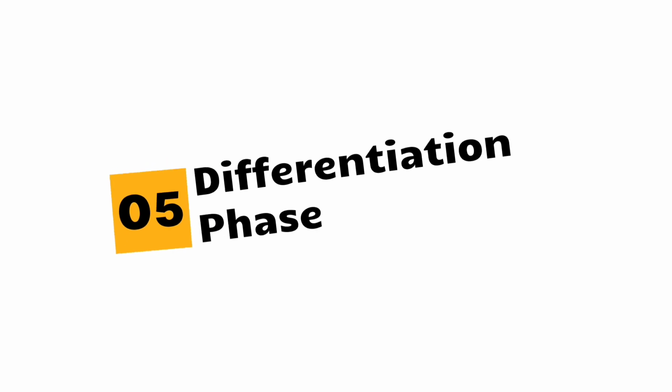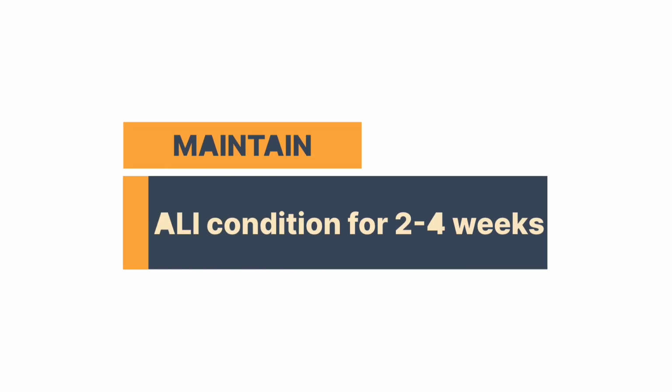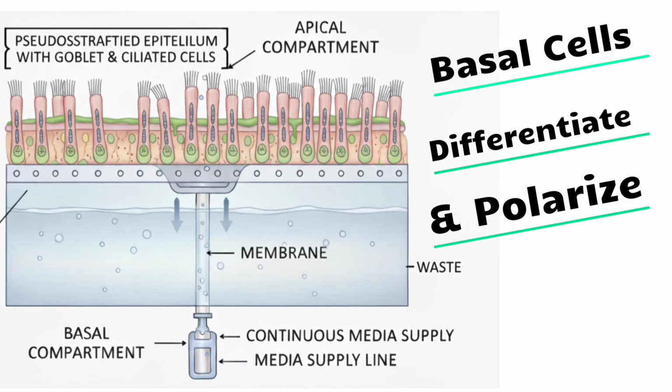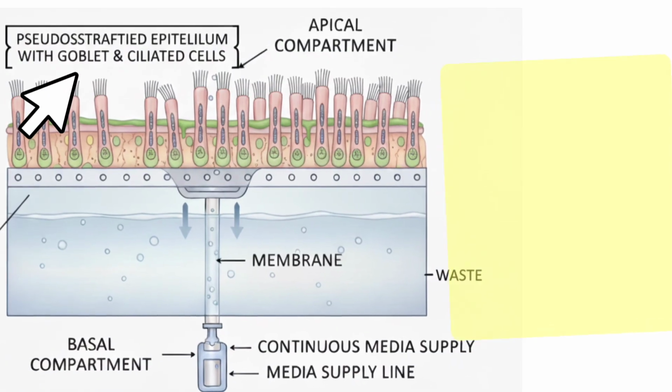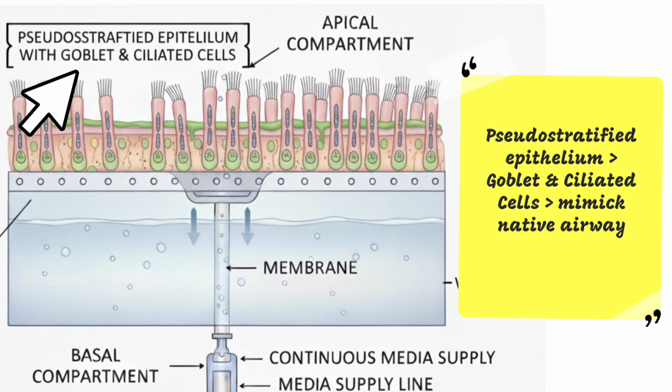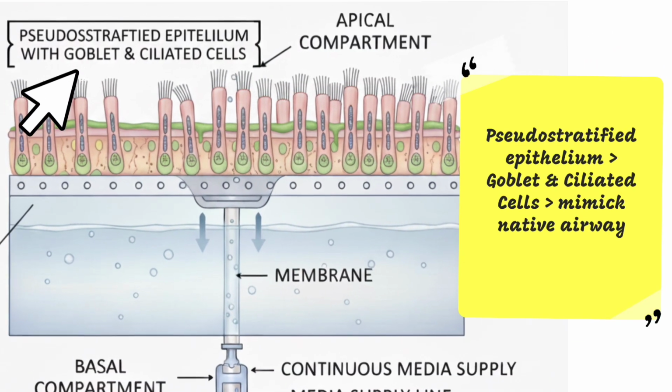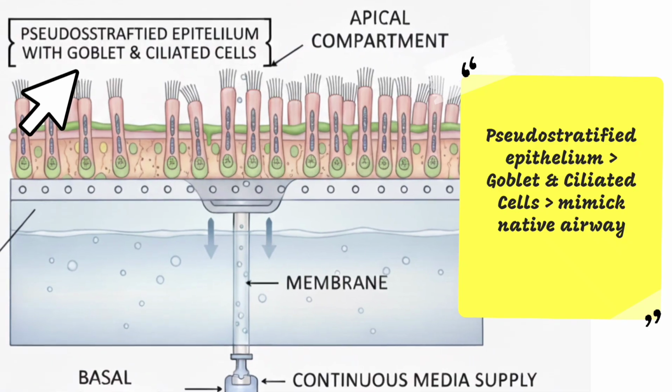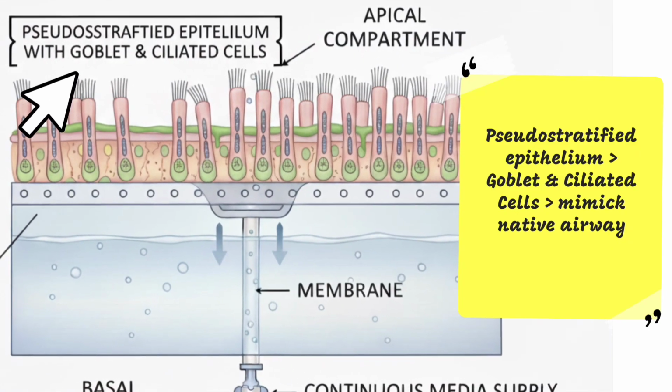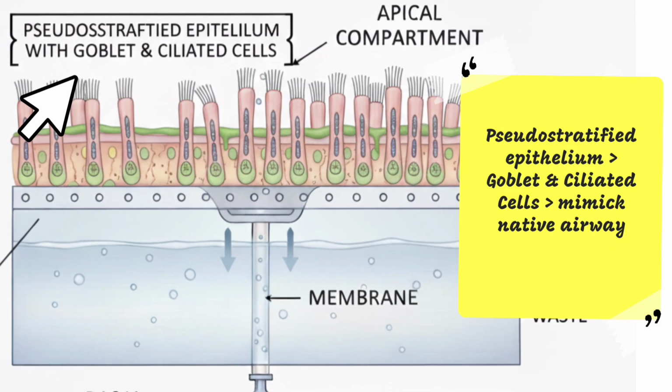Number 5. Differentiation phase, where you maintain the ALI condition for 2 to 4 weeks. The basal cells differentiate and polarize, forming a pseudo-stratified epithelium with goblet and ciliated cells, mimicking the native airway.